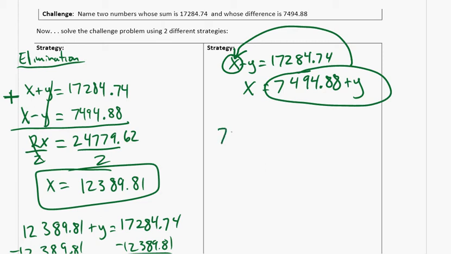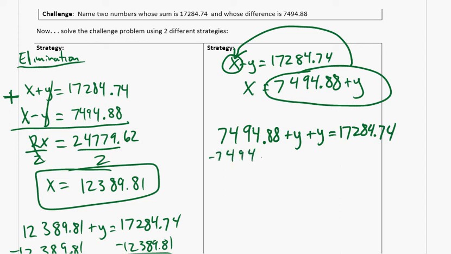So I've got 7494.88 plus y equals 17,284.74. So instead of the x, I wrote this expression that's here, and then there's a plus y equals the 17,000 number. Alright, so now I just need to solve this equation for y. I'm going to subtract the 7494.88 on both sides.